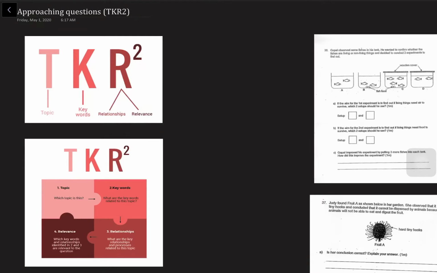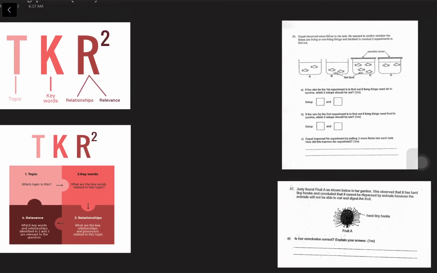Okay, hello everyone. Today I'll be introducing to you a way in which you can approach different questions. So I'll be introducing to you this framework, TKR2, for you to use whenever you're doing any science questions, regardless of whether it is section A or section B. Firstly, I will explain what this framework is, and then the following section would be about using this framework, and I'll be showing you how this framework can be used in relation to questions in the tests that you do.